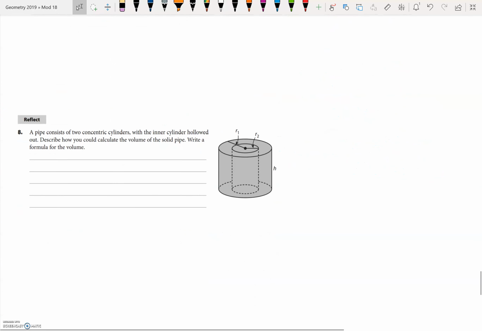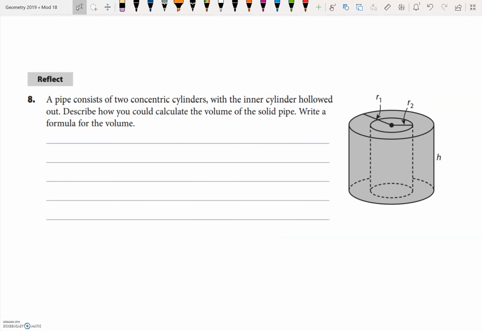Okay. For number 8, we're just going to reflect here and think about how we could find the volume of this. It says that a pipe consists of 2 concentric cylinders. That means that they're the same height. The one is inside the other, with the inner cylinder hollowed out. Describe how you can calculate the volume of the solid pipe. So we want to find the volume of this, and we remove the inside.